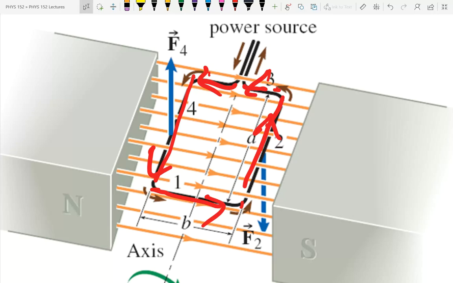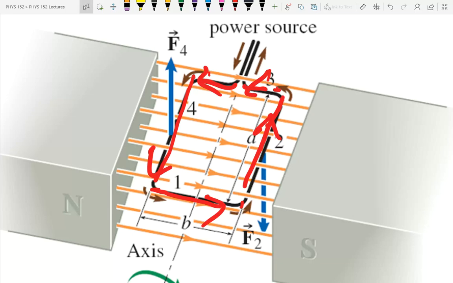It's the same. Well, there's a problem. What's a cross product doing? Multiplying perpendicular parts. What's the angle between those two? 0. What's the sign of 0? 0. So there is no force on that segment 1. That's why it's not shown.